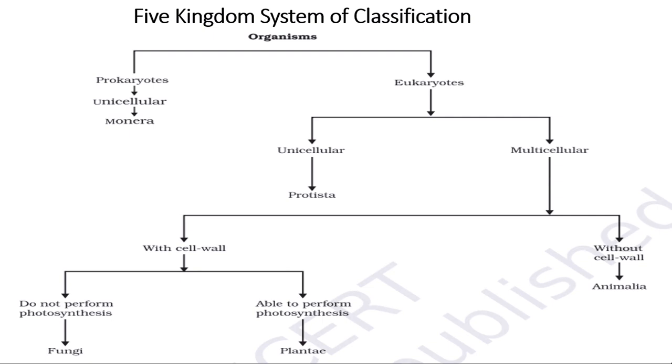On the other hand, multicellular organisms. Multicellular means the organisms which are made up of many cells. So multicellular organisms may be with cell wall or without cell wall. So the organisms which have the true nucleus and are made up of many cells and have the cell wall, but they are not able to perform photosynthesis, means they are not able to produce their own food by the process of photosynthesis, that is, they are not autotrophic. So such organisms are kept in the kingdom Fungi.